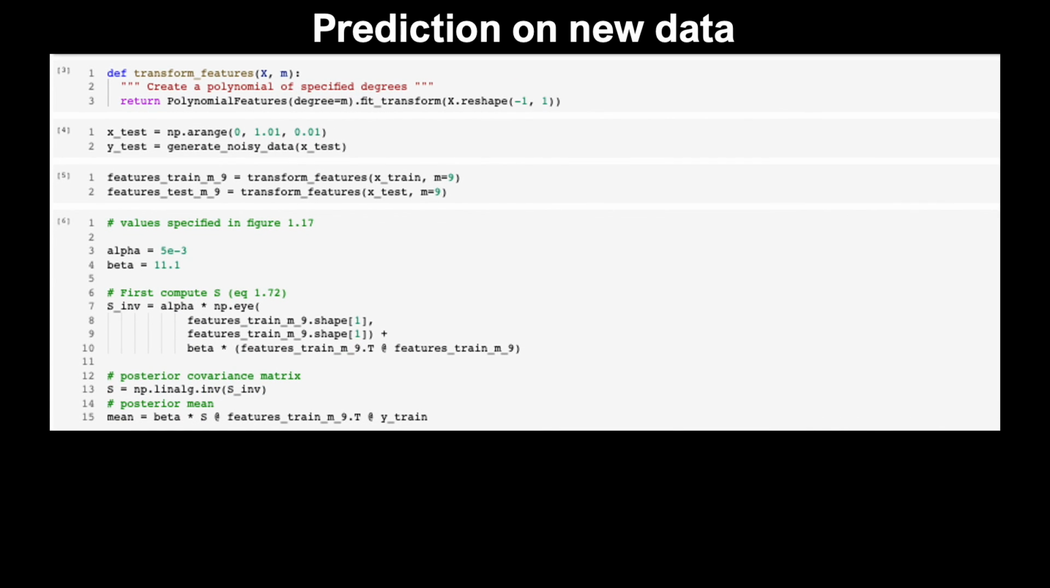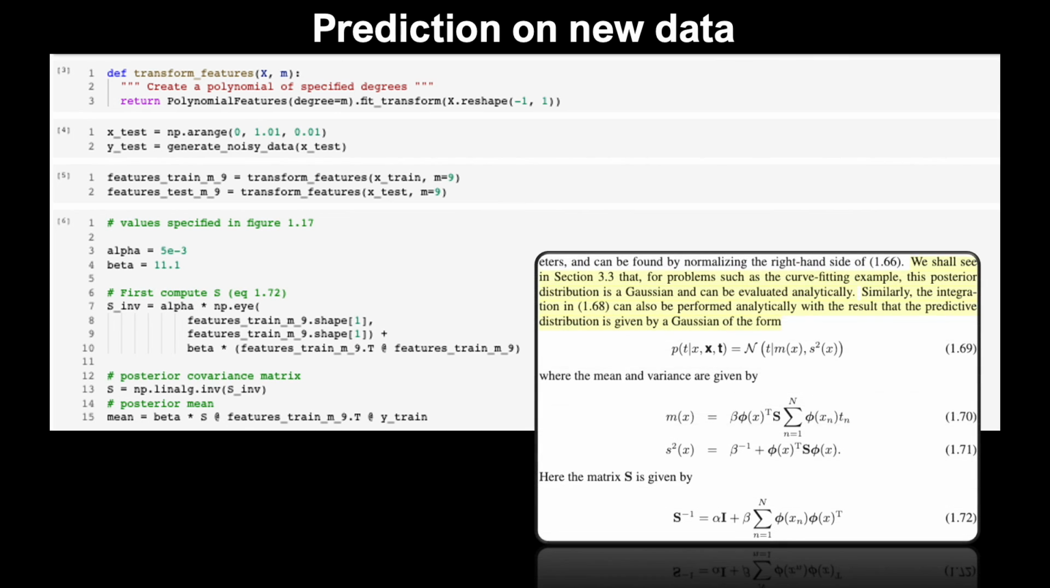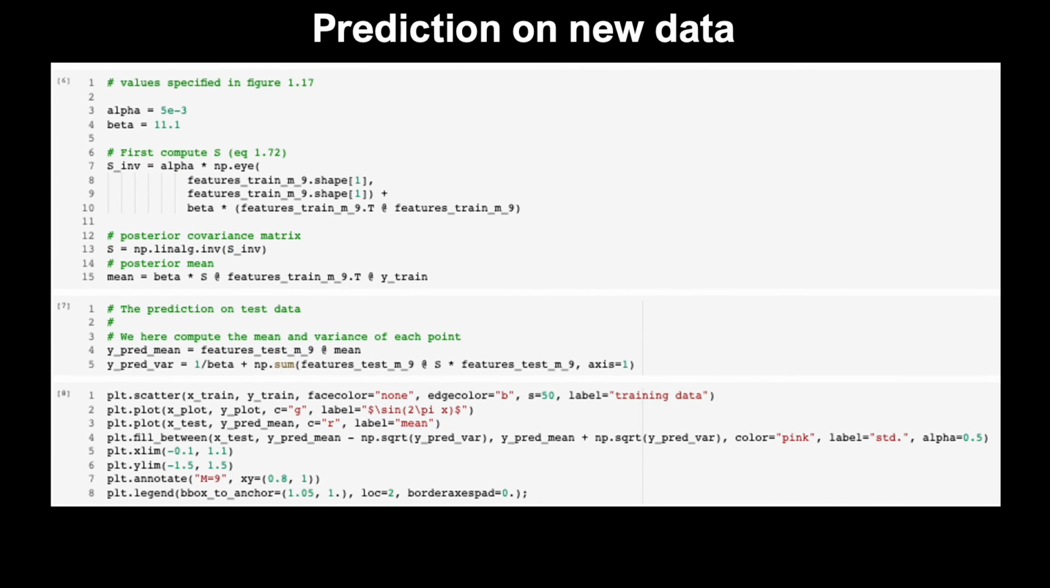Since we have an analytical form of mean and variance available to us, I will now implement them in Python. Let me bring the clipping from the book so that you can see it alongside the Python code. You can see that there is one-to-one correspondence between the equations in the clipping and the Python statements. The values of alpha and beta used here are the ones that were specified in figure 1.17 that I am trying to reproduce. And finally, we are doing the prediction on the test data using the mean that has incorporated the uncertainty in weights. I then plot it, and here is how it looks.